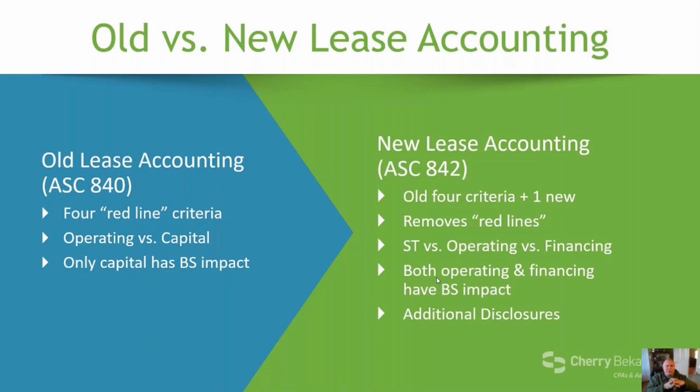It also breaks it down to short-term leases, less than 12 months, operating versus financing. Now, both operating and financing have a balance sheet impact. Okay, so it's the criteria of determining what a lease is, finance versus operating. It distinguishes the short term, and now both the operating and financing have a balance sheet impact. There are also additional disclosures so users can make more sense of it and understand what the liabilities are at the time.